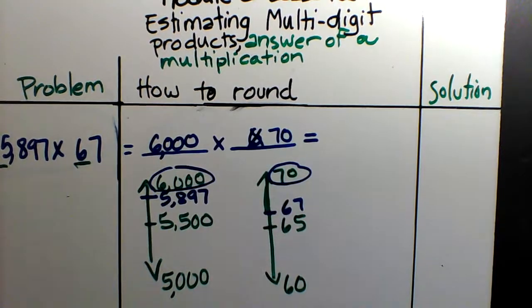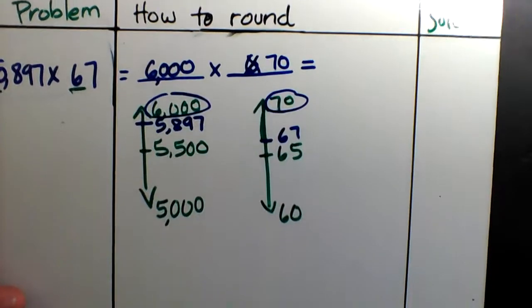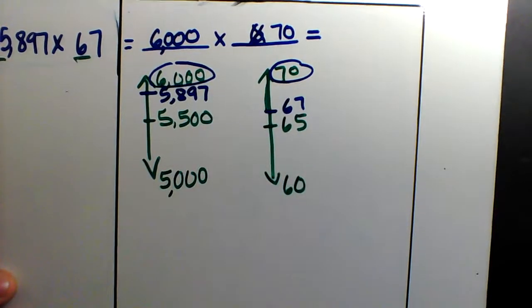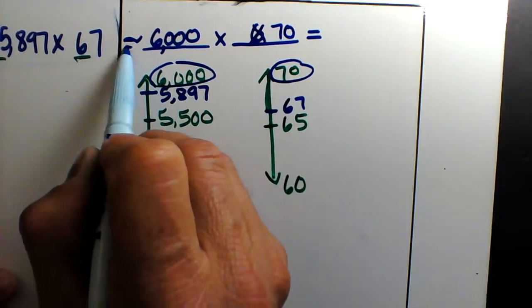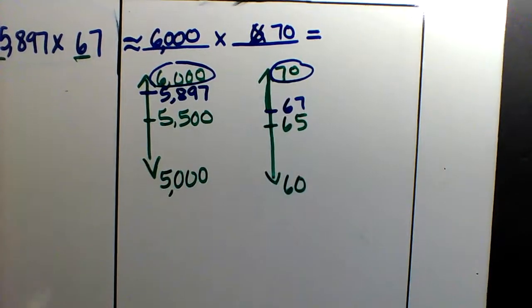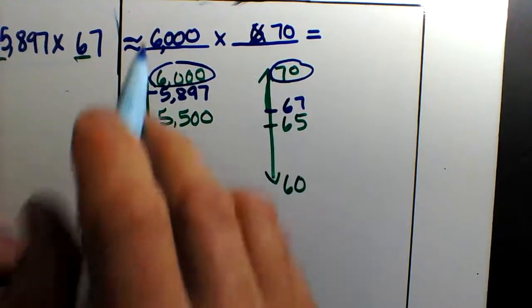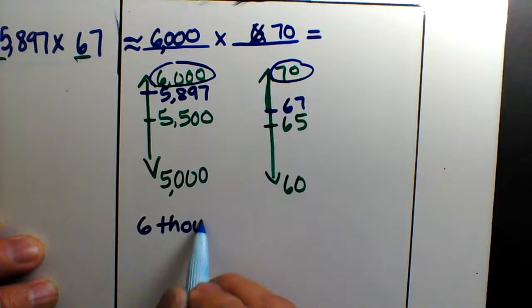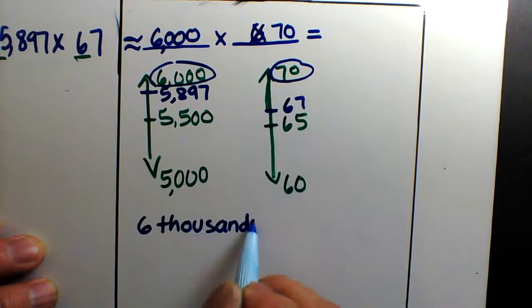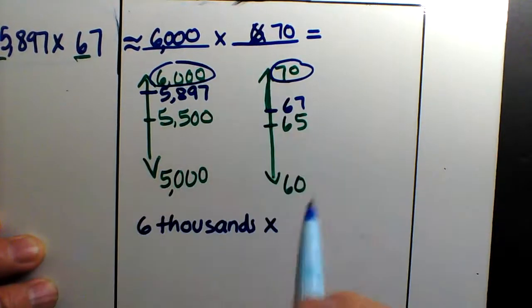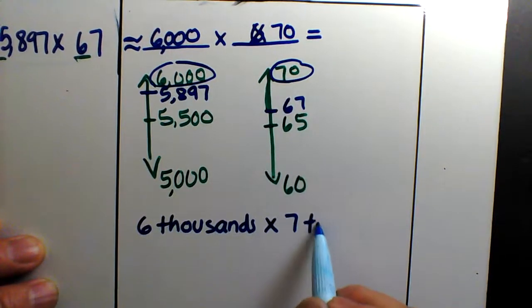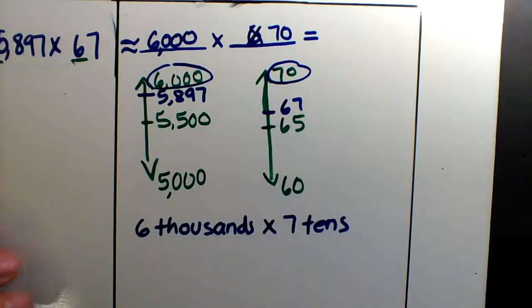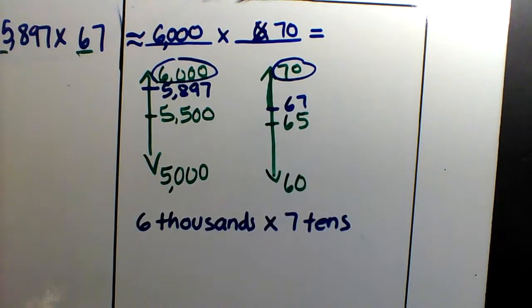Now that makes multiplication a lot easier, because now watch what happens. I'm going to rewrite this multiplication that has been estimated. So the numbers estimated are 6,000 and 70. Now we can rewrite that as 6,000 times 7 tens, because that is 7 tens and this is 6,000. So now when we multiply this, it is a lot easier.